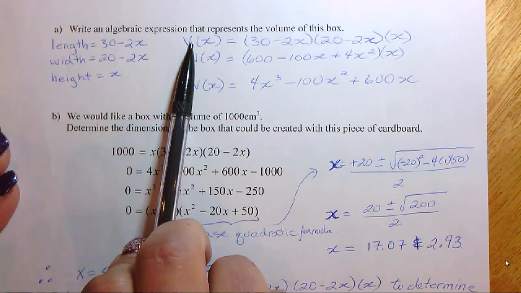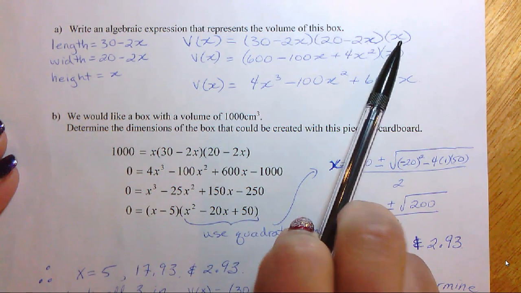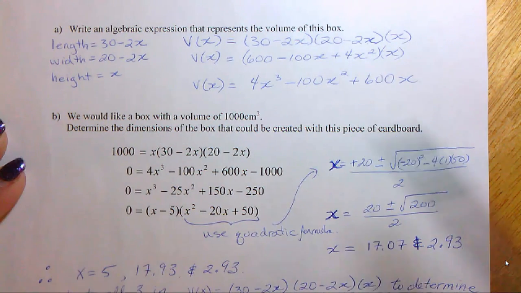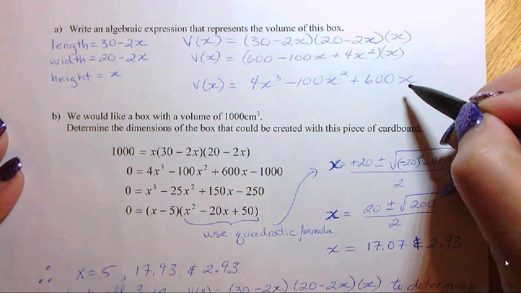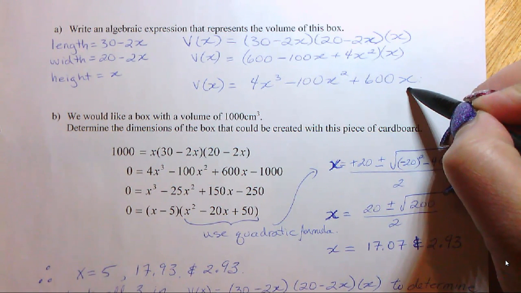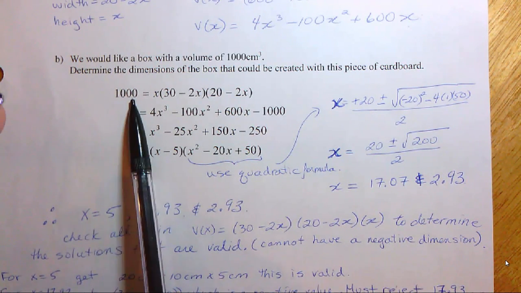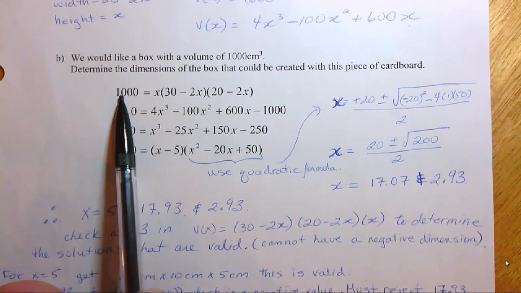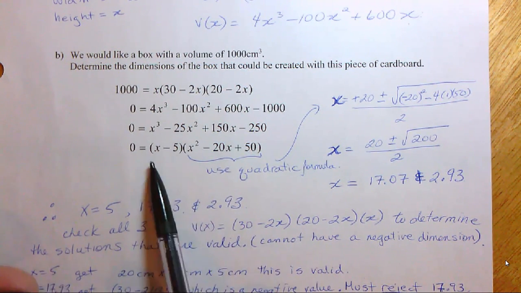So we have our polynomial with those two dimensions, and then X is the depth. So we multiply these three factors together, and this is the volume of the box that we get. The volume is going to depend on how much you cut that corner out. All right, now here's our polynomial. Starts off with 1,000, so we want a box of 1,000 cubic centimeters. Set it equal to our polynomial here. Solve for X, same idea.